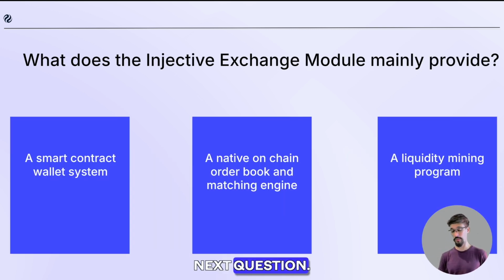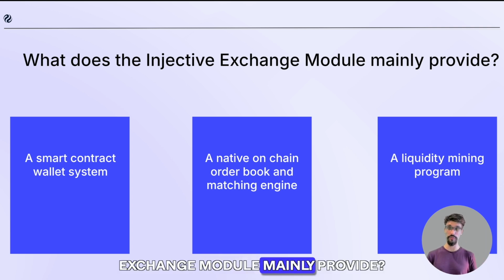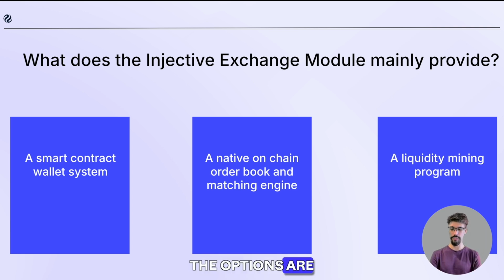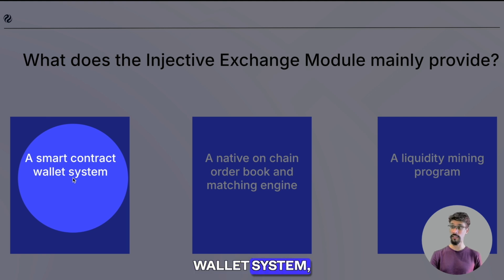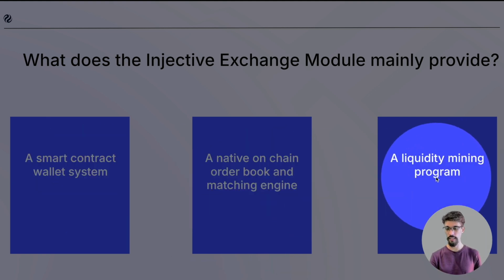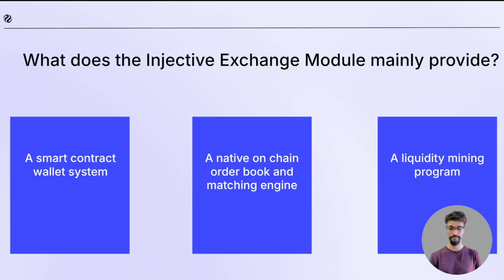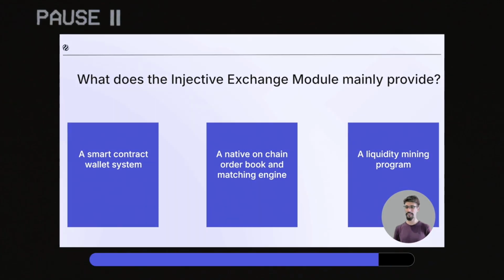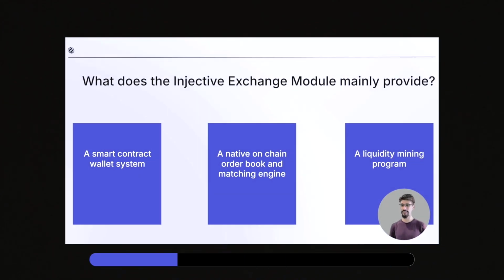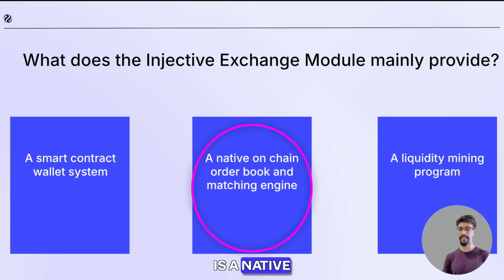Next question. What does the Injective exchange module mainly provide? The options are a smart contract wallet system, or a native on-chain order book and matching engine, or a liquidity mining program. I'll pause for a bit while you think of the answer. And the answer is a native on-chain order book and matching engine.